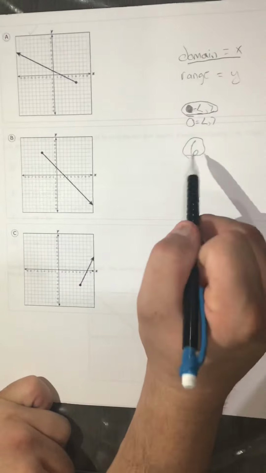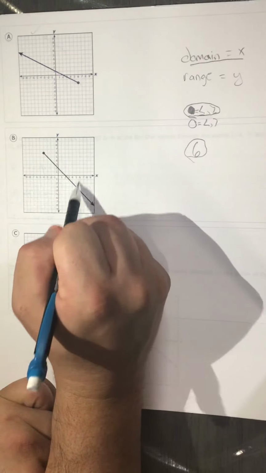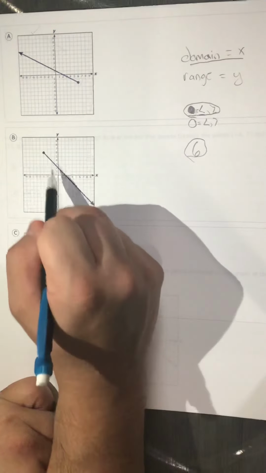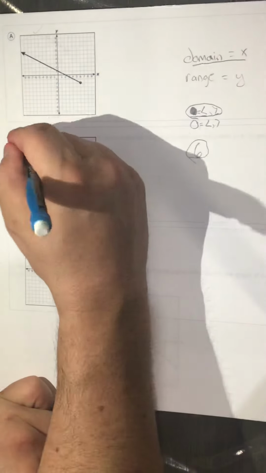If I'm working with domain and 6, my domain for 6 would fall over here. What it's telling me right here is my range is 6. Range is y, right? We're not working with y. So I know that this one is incorrect.